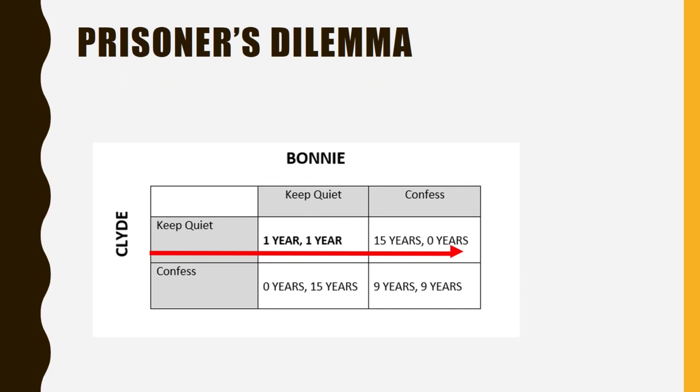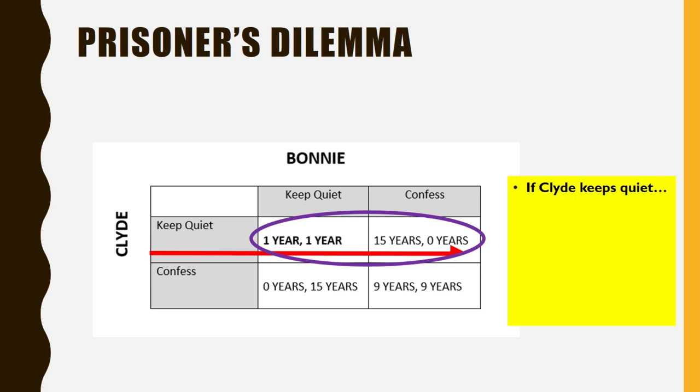All right. So remember, Clyde chooses a row. So he's going to keep quiet. Now let's take a look at this for a second. If Clyde is keeping quiet, now Bonnie's got to decide what she would want to do. And she gets to choose a column. So she can either keep quiet or she can confess. Now, if Clyde keeps quiet, what does Bonnie want to do? Does she still want to keep quiet? Because if she keeps quiet, she gets a year in jail, right? What's her incentive? What does she want to do?